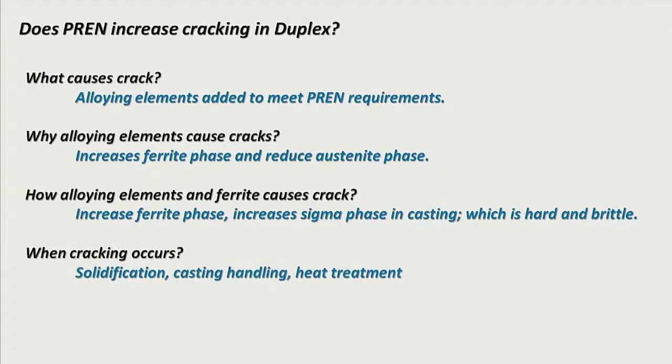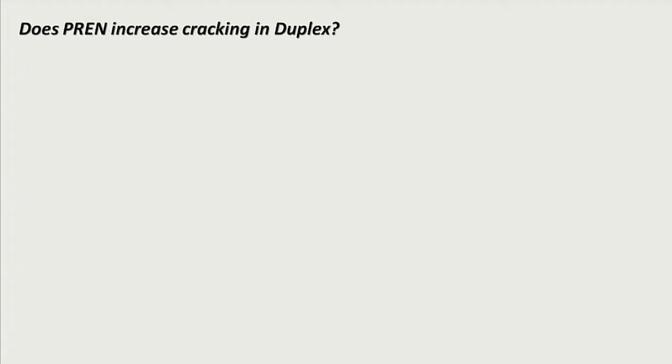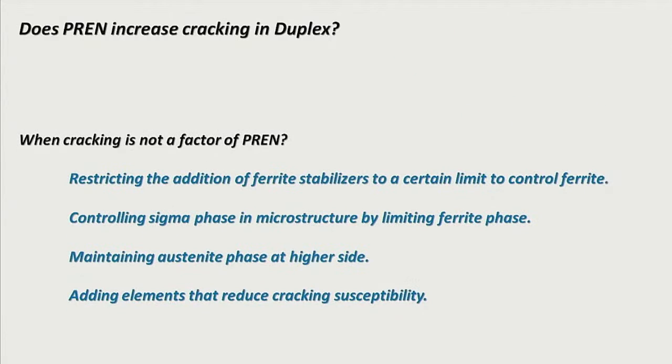So when cracking happens, it happens at solidification, casting, handling and heat treatment, and it happens at corners, section thickness variation zones, thin wall section zones, under risers. So PREN is not really a problem when we restrict the addition of ferrite stabilizers, to control the ferrite. So controlling the ferrite controls the sigma, and drastically the brittleness of the material can also be reduced.